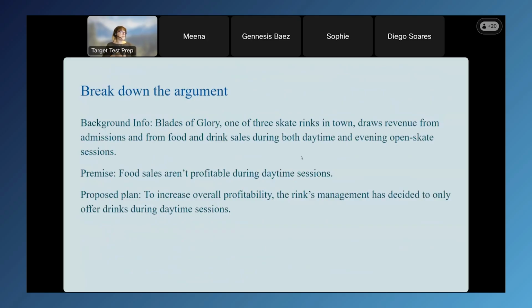Our background is Blades of Glory is one of three skating rinks in town, and it draws revenue from admissions, but also from food and drink sales, both during the day and during the evening. But right now, food sales aren't profitable during the daytime, so their plan is to only offer drinks during the daytime session, and the goal of the plan is to increase overall profitability, which would be profit from food sales, drink sales, and admissions.